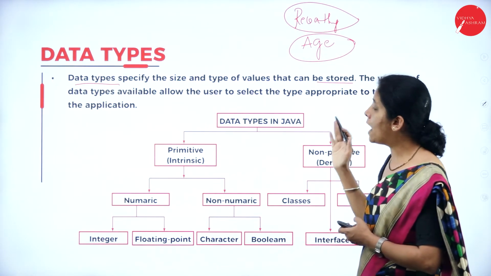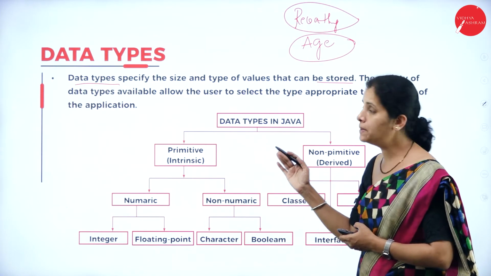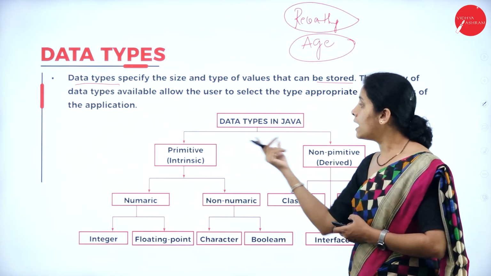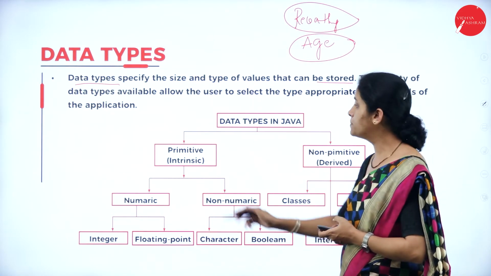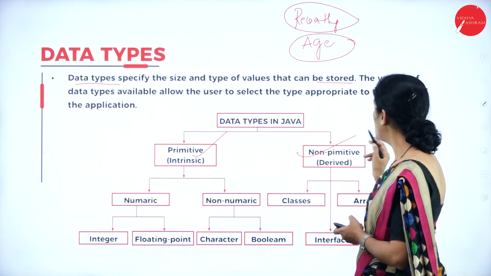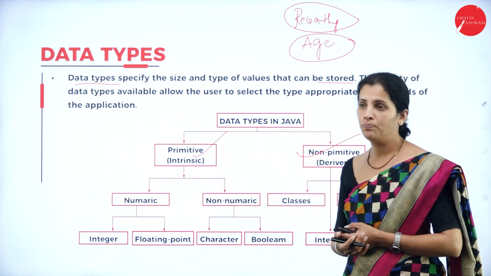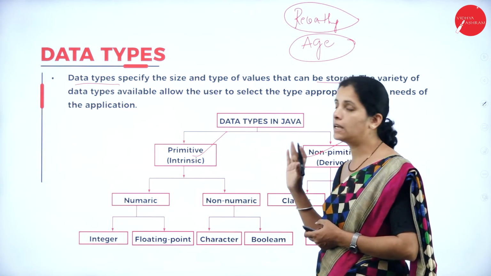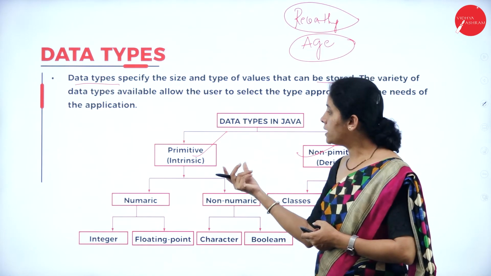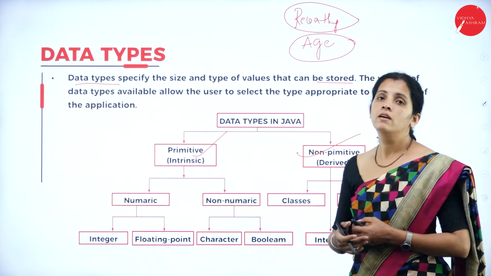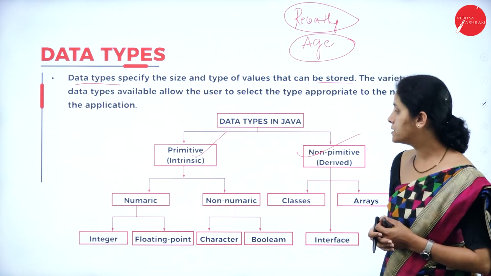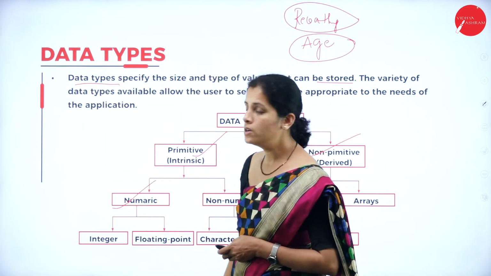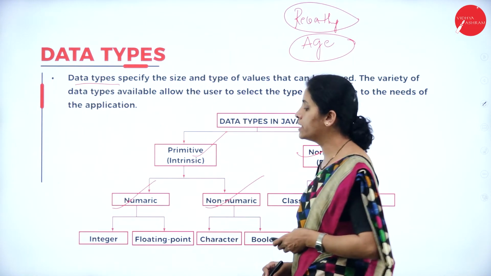So we are going to have a variety of data. That means the data types are mainly classified into two types. One is primitive and another one is non-primitive. So here primitive data types are the fundamental data types. Now these primitive data types are further classified into numeric and non-numeric.